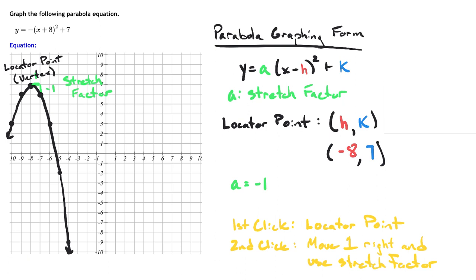So take a look at your locator point. Don't forget about doing the opposite of what's inside, and you keep the K. So opposite of the H and keep the K. And your second click is just 1 unit right, up or down, whatever your stretch factor. This is a negative, so we move down.